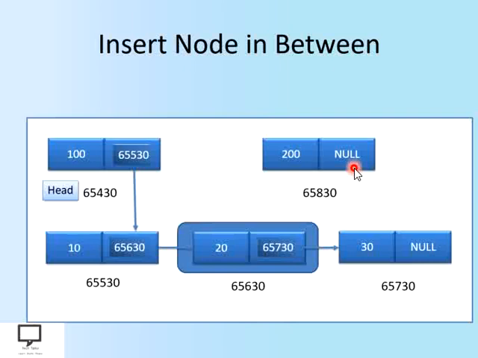Now what we have to do? We have to insert a node in between. It means that after 20, 200 must be there. In this node, that is 65630, whose information part is 20, its next field will contain the address of this node, that is 65830, and this node whose address is 65830, whose information part is 200, its next field will contain the address of this node, that is 65730. Okay, so this we have to do.